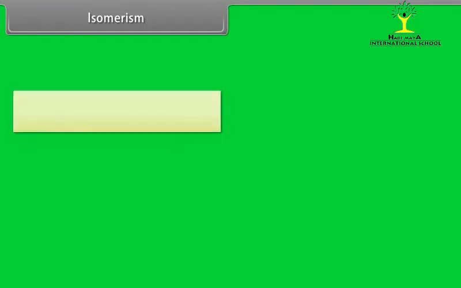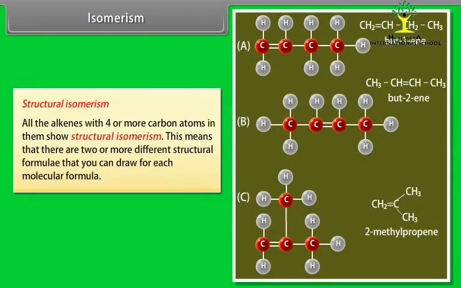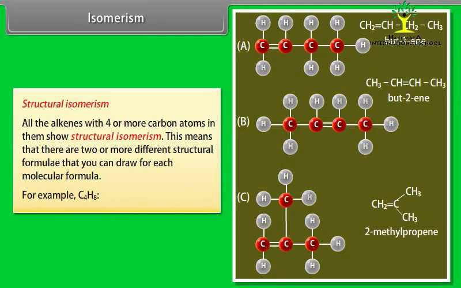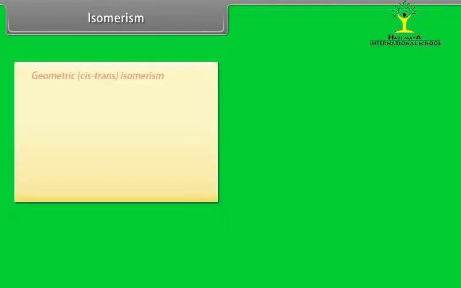Isomerism. Structural isomerism. All the alkenes with 4 or more carbon atoms in them show structural isomerism. This means that there are 2 or more different structural formulae that you can draw for each molecular formula. For example, with C4H8, it isn't too difficult to come up with these 3 structural isomers. There is, however, another isomer, as but-2-ene also exhibits geometric isomerism.